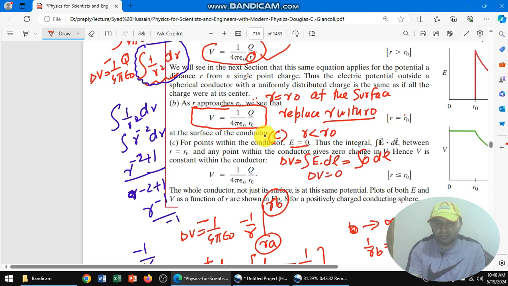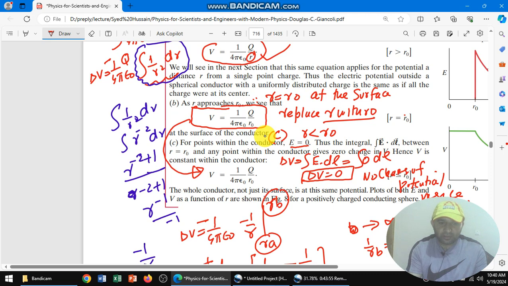Del V becomes 0, which means there is no change of potential inside. So the potential at the surface is equal to the potential inside. The inside potential remains the same as at the surface, so V is equal to a constant K, or 1 over 4 pi epsilon naught Q over R naught.